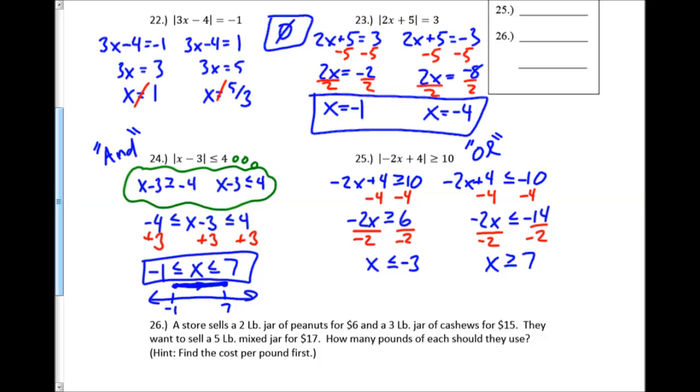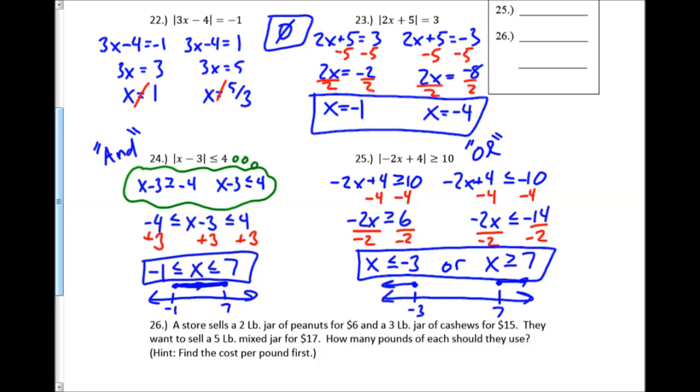Okay? Again, this was an or, so I put the word or in between, and then I check it on the graph. I make sure that there's no overlap here. I've got the negative 3. I want to be less than that guy. I've got the positive 7. I want to be greater than or equal to that guy. So I can see that this looks like an or, and if it doesn't look like the or, it means either I made a mistake somewhere or I need to go back and tweak my answer. Okay?